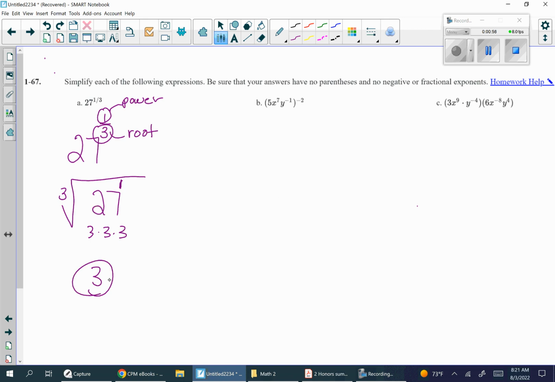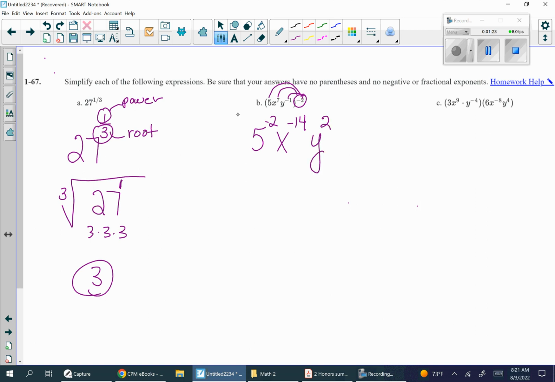Okay. For part B, we do need to recognize that a power outside of a parentheses applies to every single factor within the parentheses. So this -2 has to apply to the 5. It becomes 5 to the -2. This -2 applies to the x to the 7th. That becomes x to the -14th. And the -2 applies to the y to the -1. So that becomes y squared.